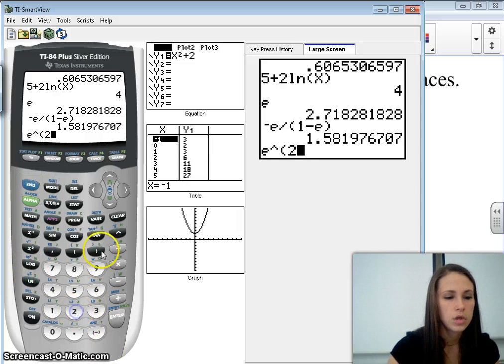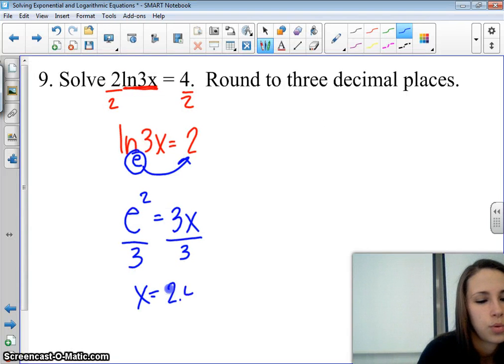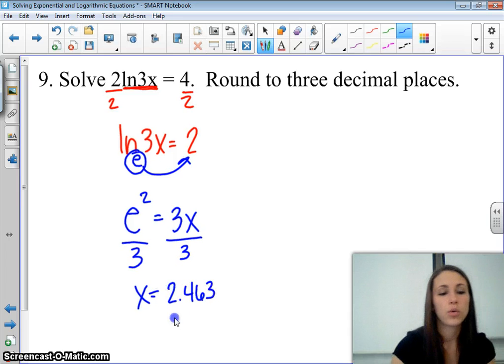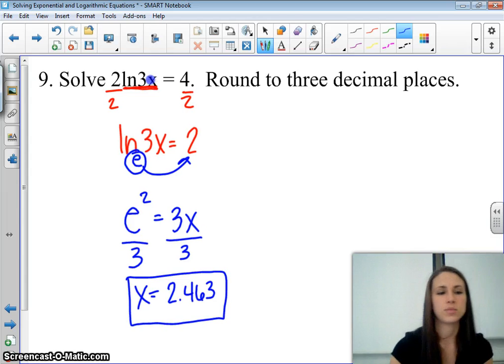E squared, and I'm going to use the one with the parentheses, divided by 3 is 2.463. Okay, so x equals 2.463. If I were to plug this back in, 3 times 2.463 is going to give me a positive number. That's mainly what I care about, and so that's my final answer.